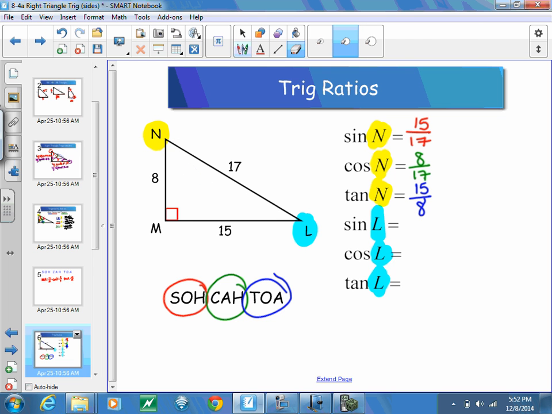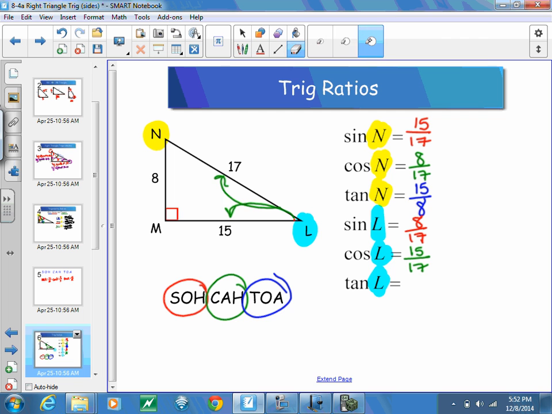Now if I go to angle L, things are going to change. When I look at the sine, I'm going to go opposite of angle L, which is 8. The hypotenuse is 17. So I get 8 over 17. The cosine of angle L, now we're going to be taking the adjacent side. So angle L, the adjacent side is 15, the hypotenuse is 17. So I have 15 over 17.